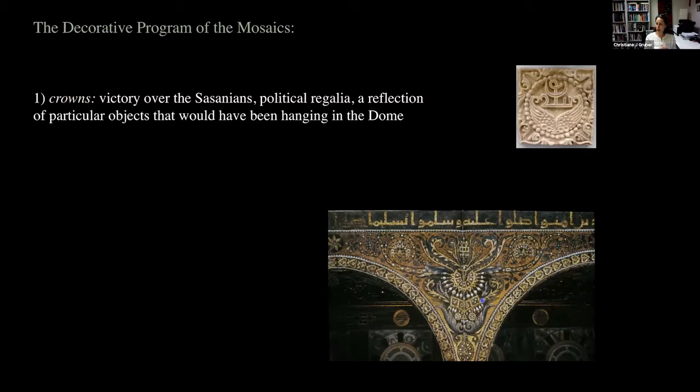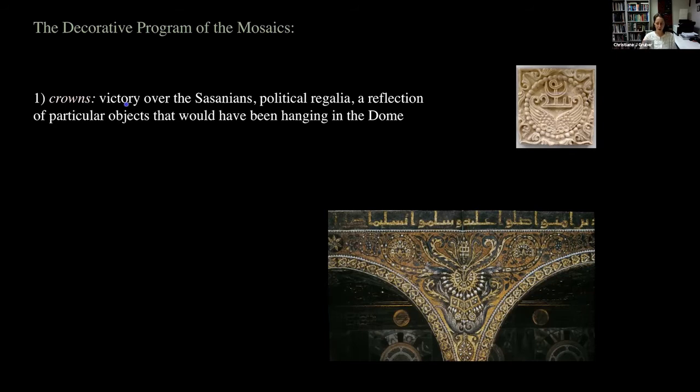First, we've got lots of crowns, jeweled crowns, like here and here. And scholars have said that they think these crowns represent the Umayyad victory over the Sasanians. The Sasanians were Zoroastrians who ruled over the land of Iran, and the Umayyads defeated them at a famous battle before the building of the Dome of the Rock. So crowns are believed to represent political regalia, fancy items of political power. And here it might represent the Umayyad victory over the Sasanians. So the Umayyad taking over of Iran, massive territory.